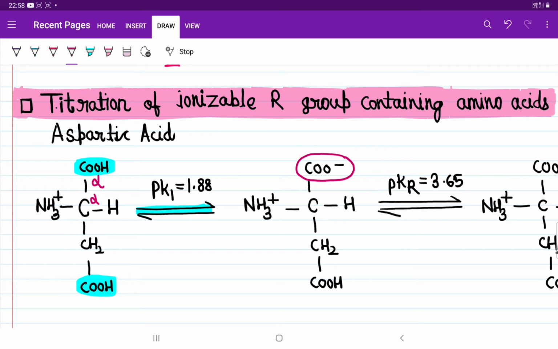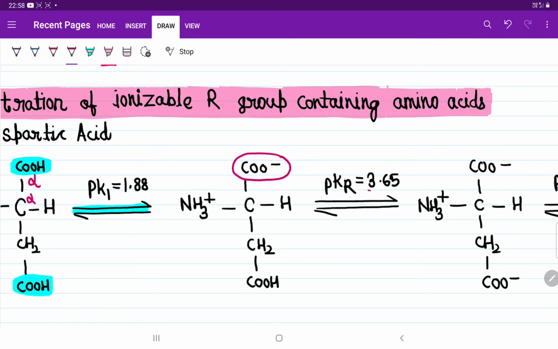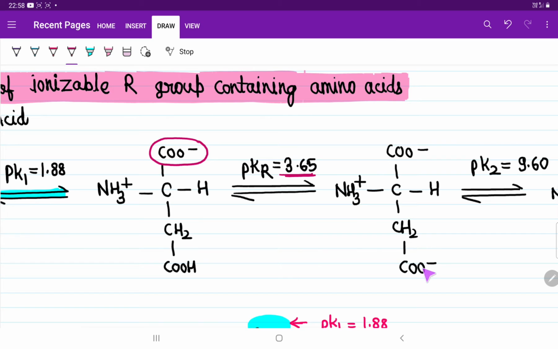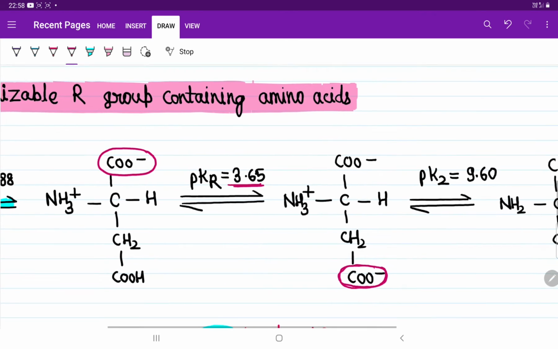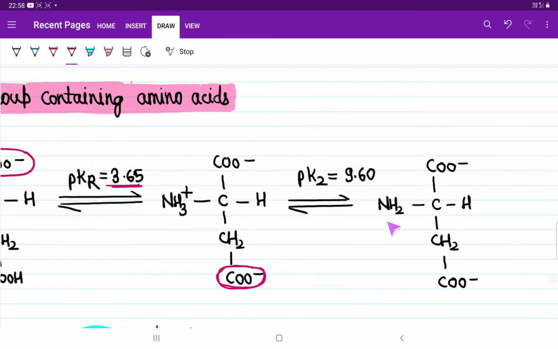At very low pH, all the functional groups are completely, fully protonated. When we increase the pH to pK1, 1.88, the first carboxylic acid group, the alpha carboxylic acid group, loses its hydrogen ion, right? Then at pKr, that is practically 3.65, this side chain carboxylic acid group, this gamma carboxylic group, also loses its hydrogen ion, right? So further, when we increase the pH, we observe that at pH 9.6, even this amino group loses its hydrogen ion, right?